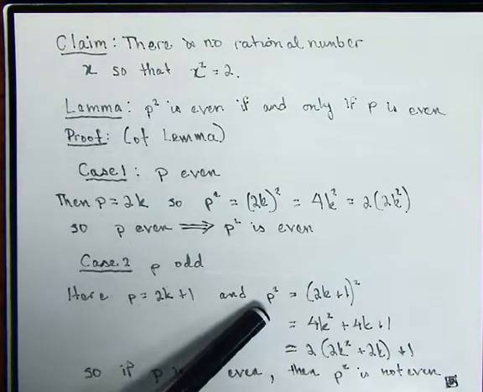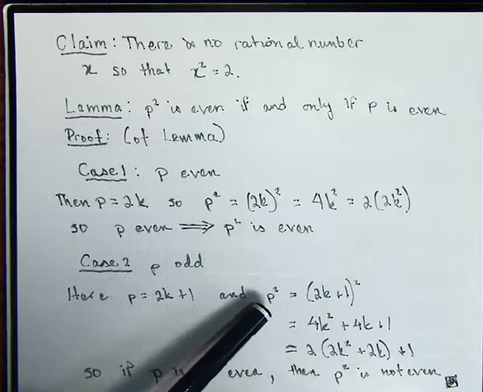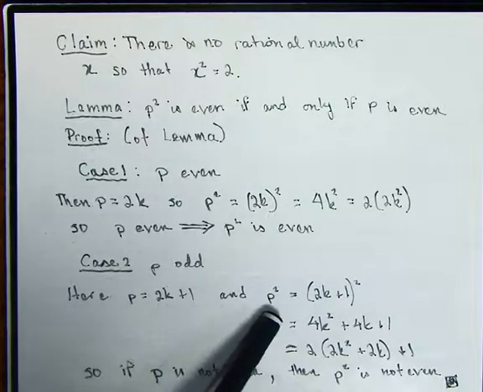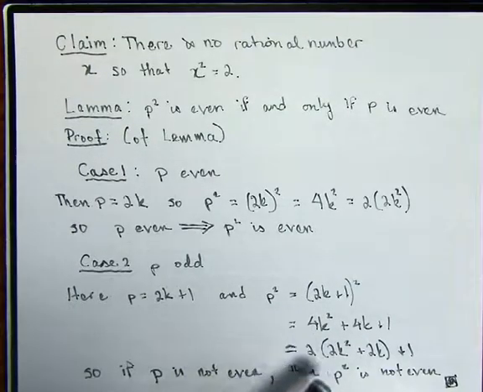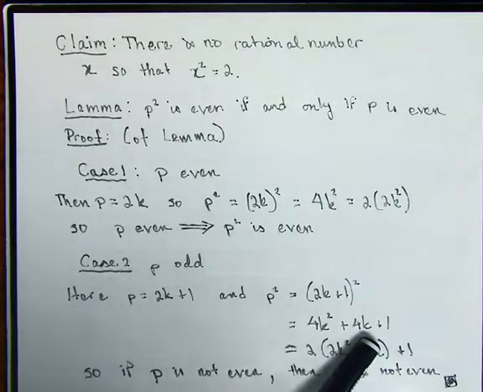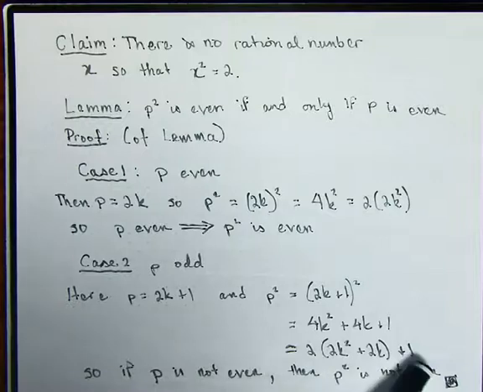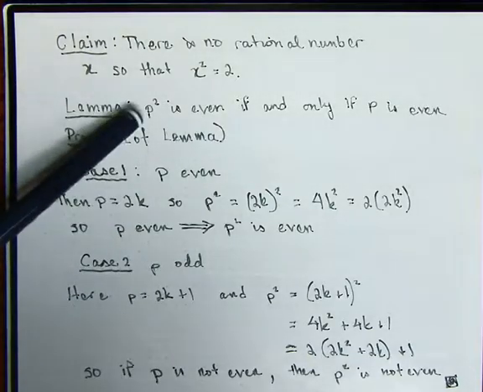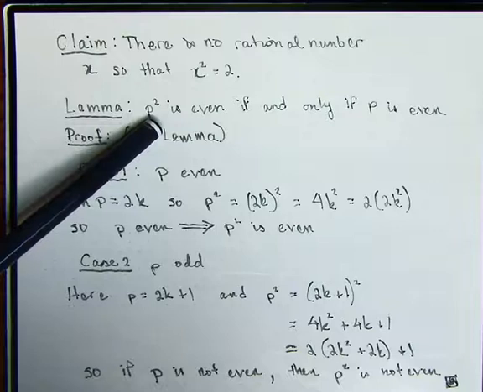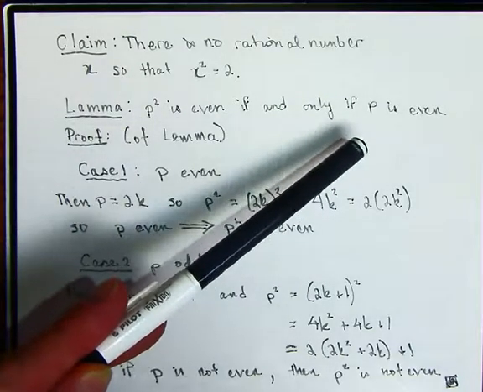Since we're saying something about p squared, we look at p squared. If p is equal to 2k plus 1, then p squared must be equal to (2k plus 1) squared. We multiply out and combine like terms and we get this. Notice that these two terms are both even, so we can factor out a 2. Naturally, the 1 is just stuck there. So if p is not even, then p squared is not even. That establishes our lemma. The only way to get an even value for p squared is to start with p being an even number.